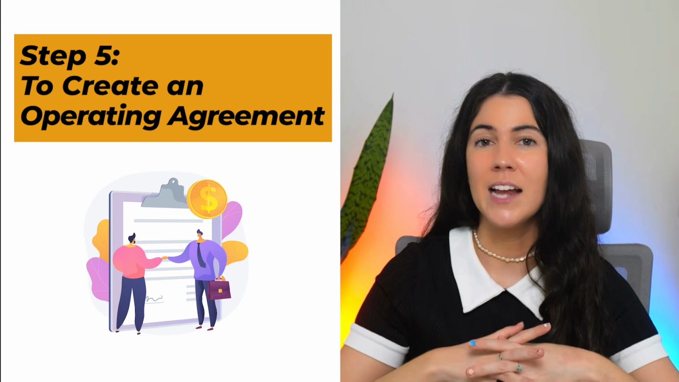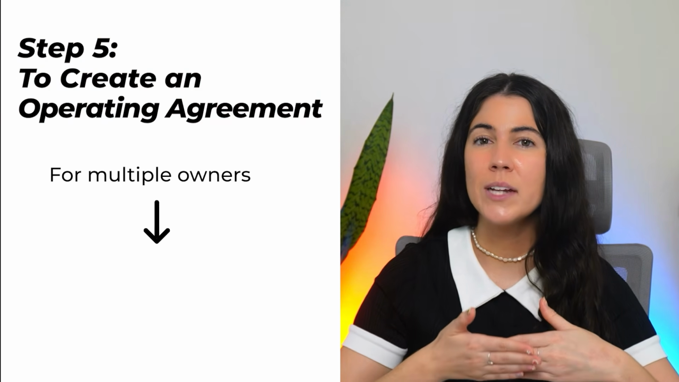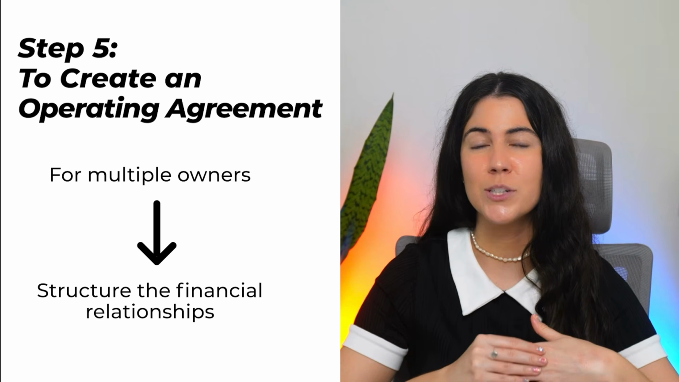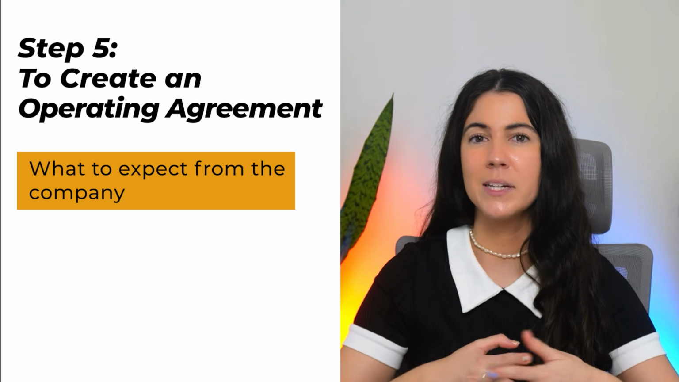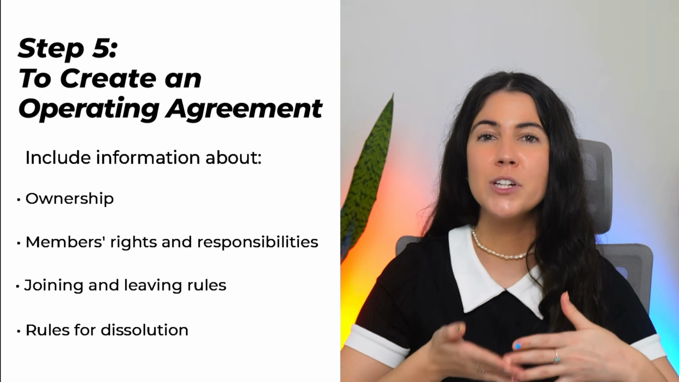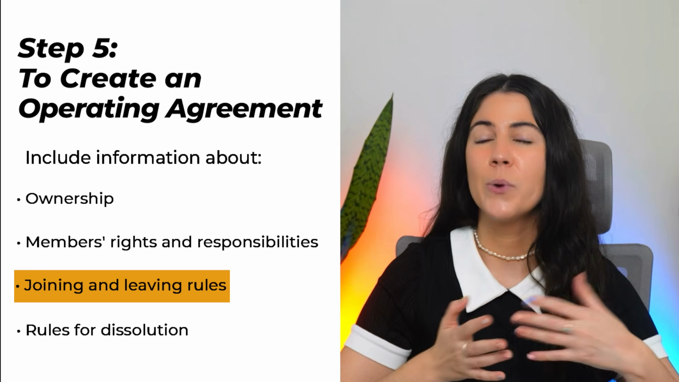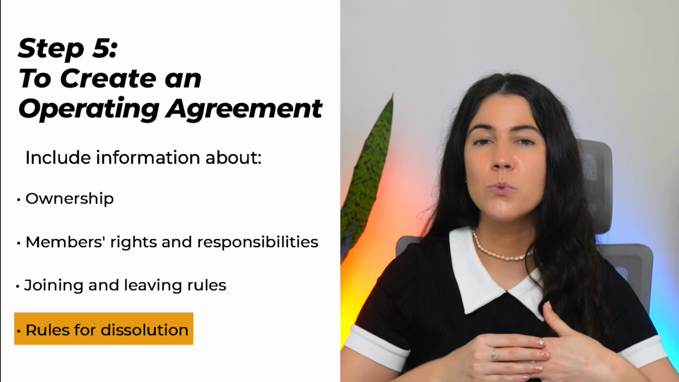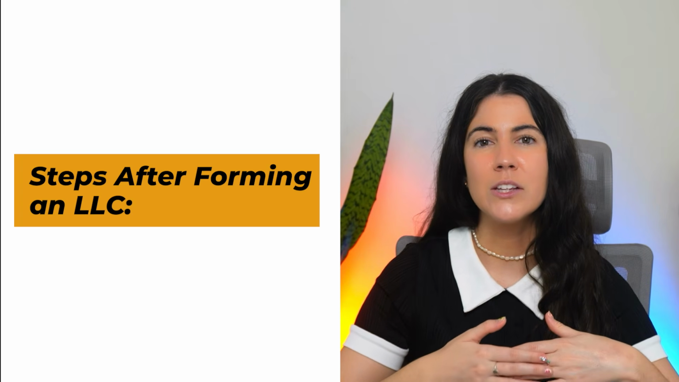Step 5 is to create an LLC operating agreement. This is not required in South Dakota, but it's still good to have one. If you have multiple business owners for your LLC, this is going to help you structure the financial relationships of each owner, and it's really going to tell everyone what to expect from the company. It's also going to include information about ownership, members' rights and responsibilities, joining and leaving rules, as well as rules for dissolution.